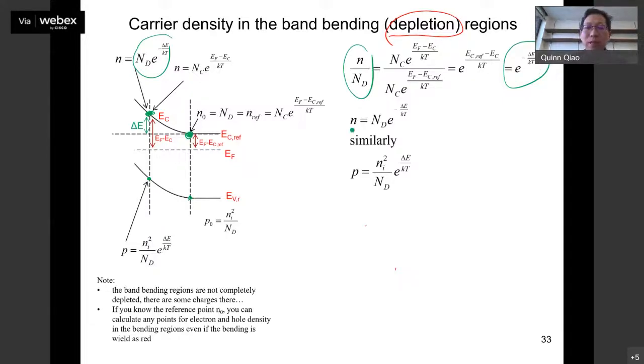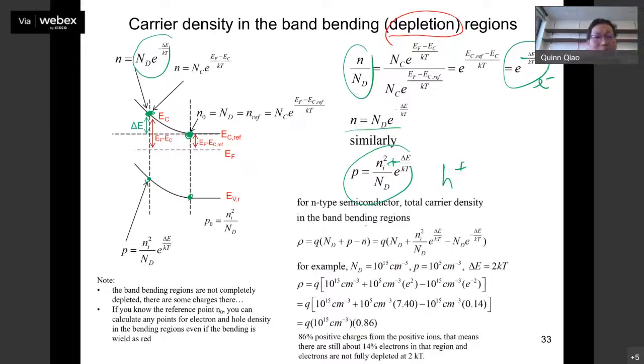The same thing you can do with ND: multiply by negative, and the same thing is positive. This is negative for electrons because it gets harder to move up, but for holes, if you compare this position, it gets easier to go up. That's why this is positive and negative for electrons. Okay, I hope that's clear.